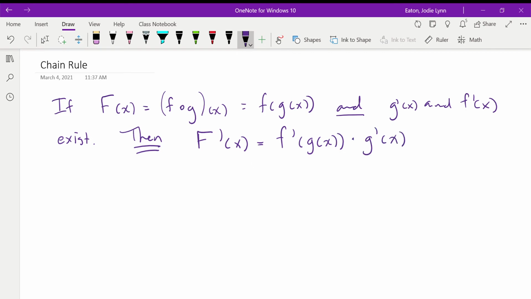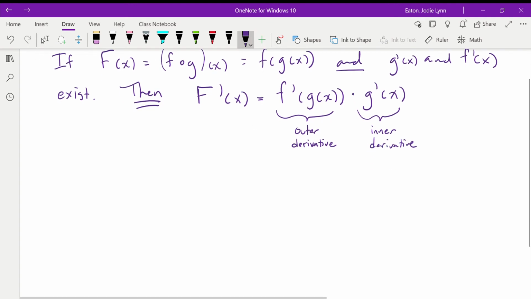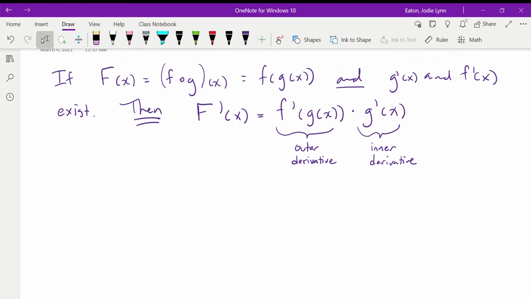So we can think of this as the outer derivative of the first function times the inner derivative. Okay, so this is one way to think about it. You take the derivative of the outside function, the function that's happened last, and multiply it by the derivative of the function that's happened first. When you take the outer derivative, you leave the function it's been composed with inside that function.